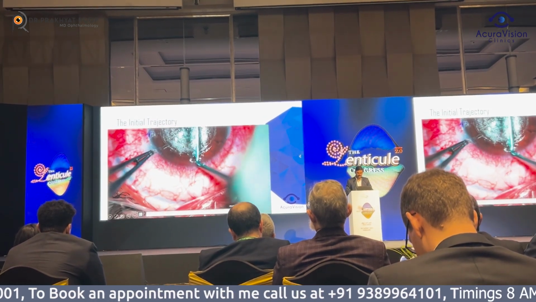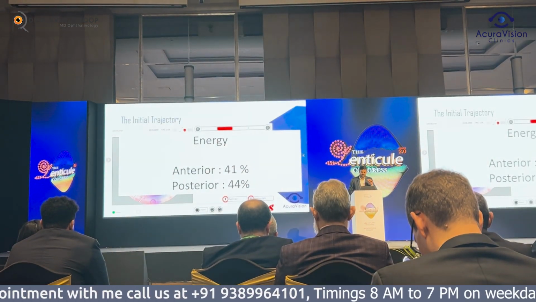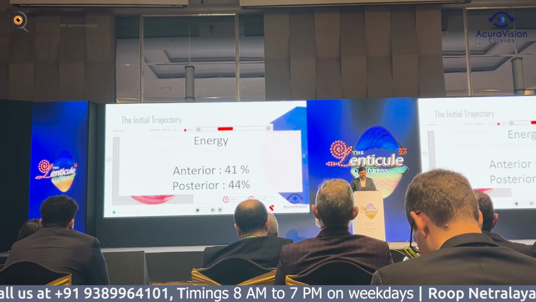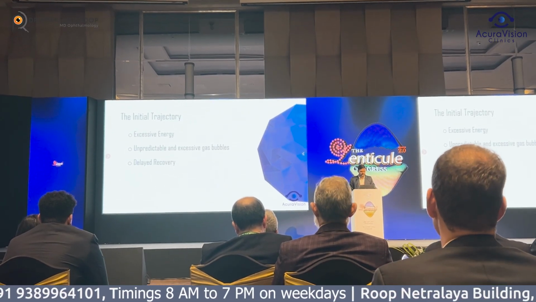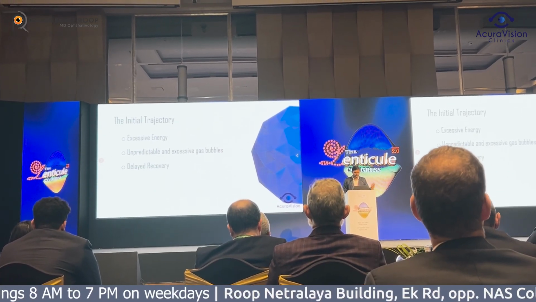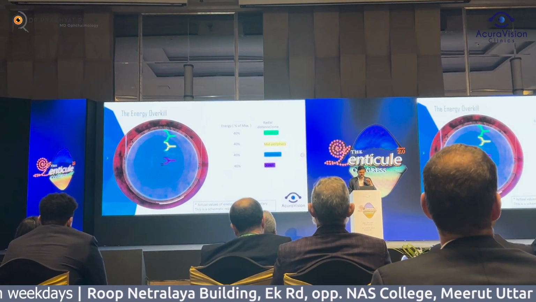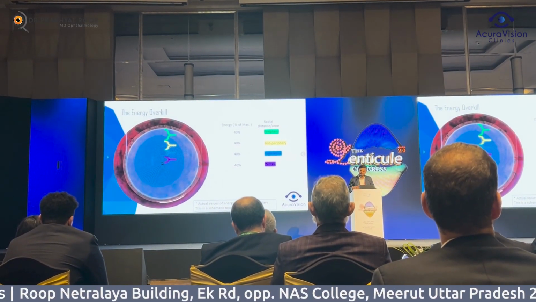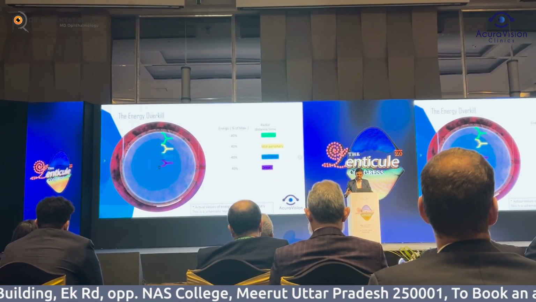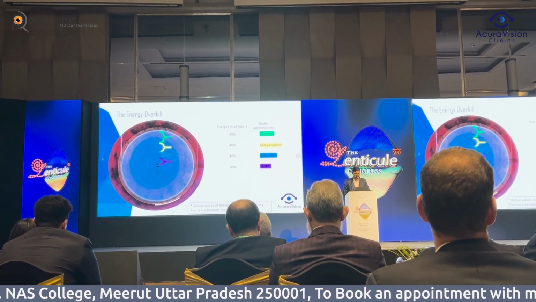At this point, I was actually using an energy that was 41% and 44%, which was what was prescribed at the time to me as a beginner. But I thought that it was excessive and unpredictable with a lot of gas bubbles and delayed recovery. And then we got to thinking that there was a pattern of OBL that was forming, where we realized that when we move from the center to the periphery, that pattern slightly changes.